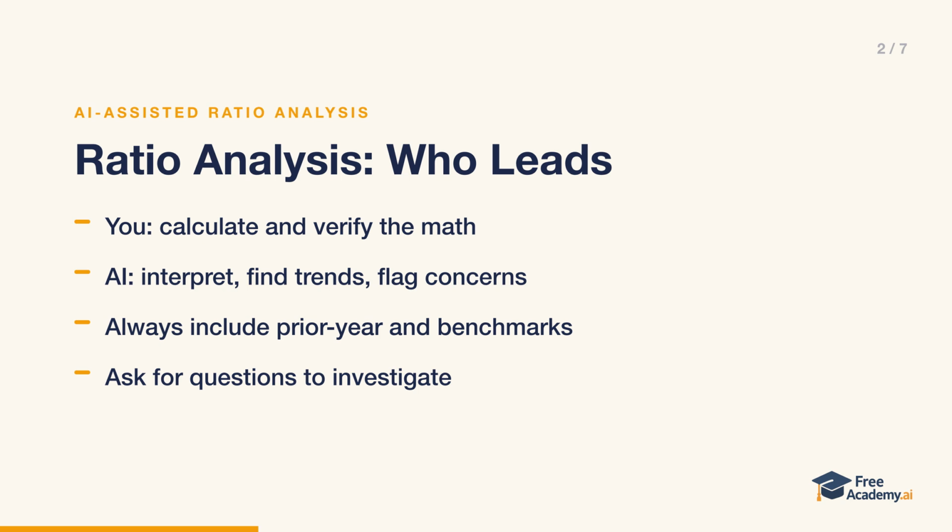When you prompt it, give it the company name, the industry, your key ratios with prior year figures, and industry averages if you have them. Then ask for specific things: key observations and trends, areas of strength, areas of concern, likely causes for big changes, and questions to investigate further. That last one, the investigation questions, is often where AI delivers the most value.